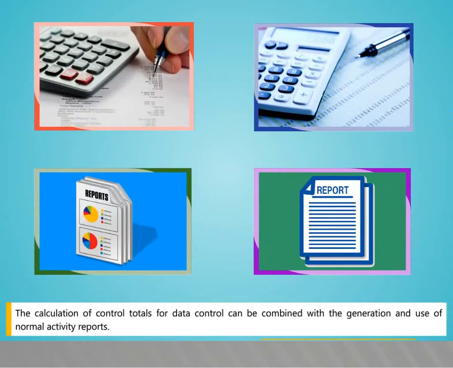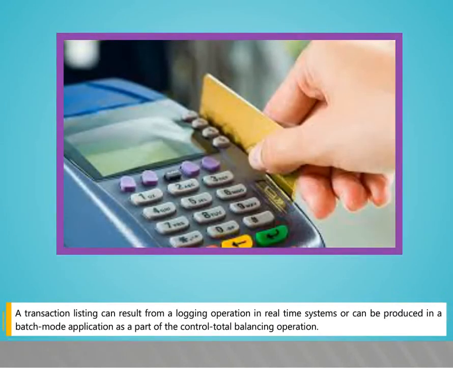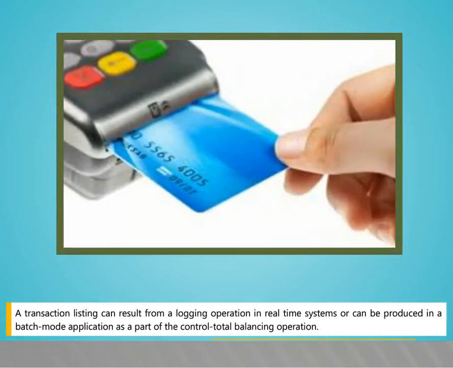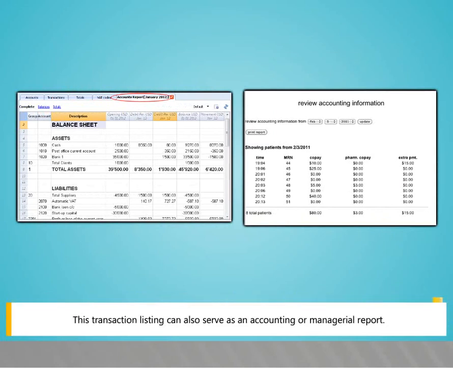The calculation of control totals for data control can be combined with the generation and use of normal activity reports. A transaction listing can result from a logging operation in real-time systems or can be produced in a batch mode application as a part of the control total balancing operation. This transaction listing can also serve as an accounting or managerial report.